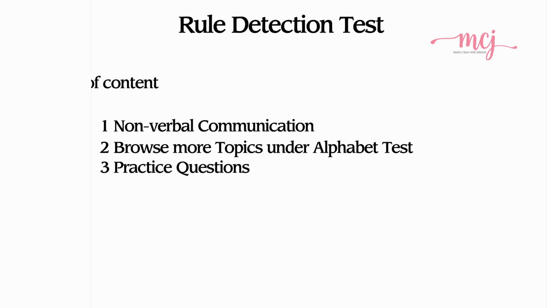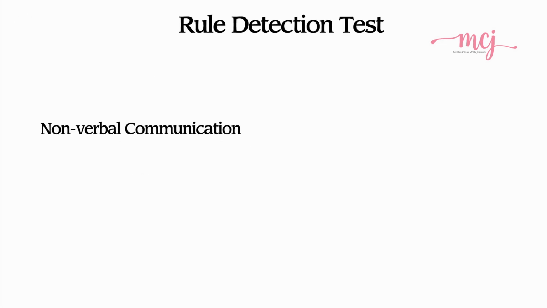Here we have some contents. Non-verbal communication. Non-verbal communication includes problem solving through various diagrams and pictures, thereby testing the ability of a student to analyze the visual information and try and solve the problems based on his or her visual ability. Many times figures are given and you need to find the odd figure among them. For rule detection, we are given some figures and based on the rules we need to determine the correct figure.